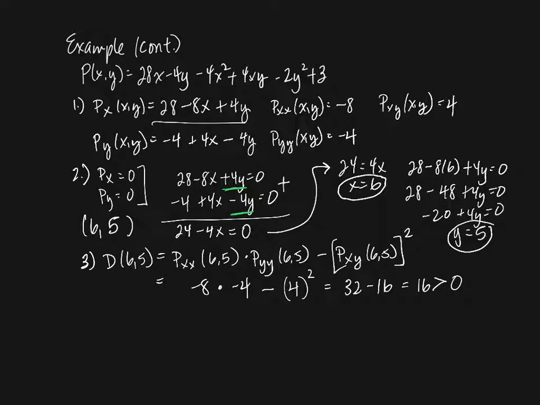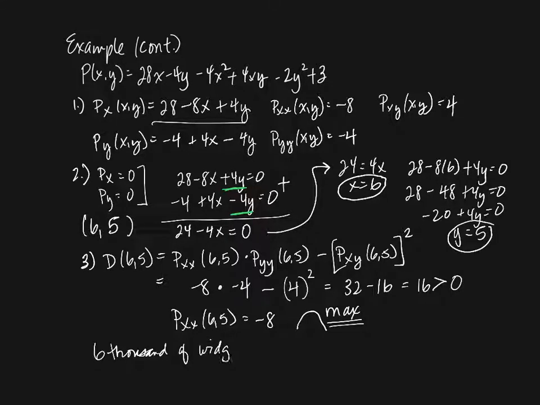But what we need to check now is the second partial with respect to x, which in this case is negative 8. So again, think second derivative negative means concave down. So that does indeed, we need a maximum. So they would need to sell 6,000 of widget A and 5,000 of widget B to maximize profit.